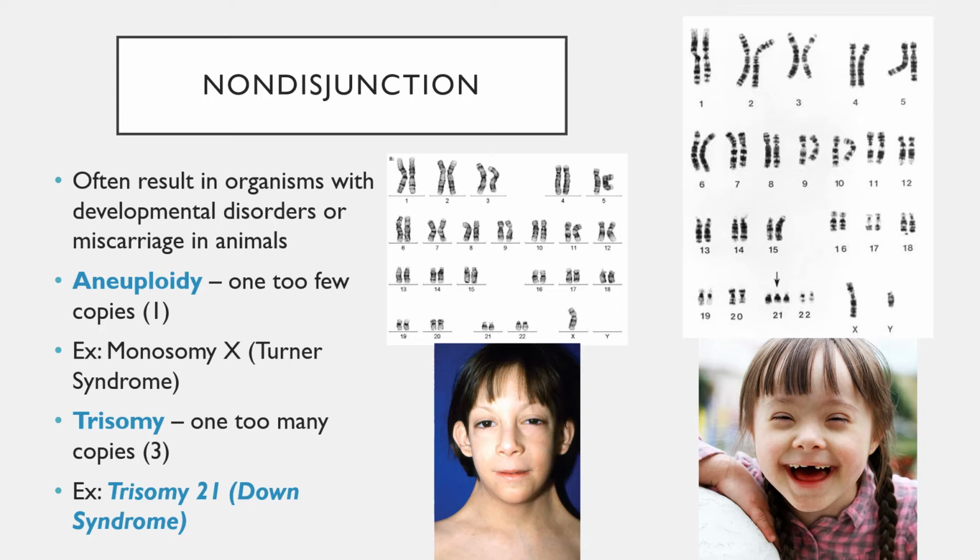So there are 2 opposites here. You can have aneuploidy for animals or humans. And this is where you have 1 too few copies of your chromosomes. You're 1N. You only have 1 copy of the chromosome in that particular gamete. And there are some disorders that are linked with this. If it's an autosomal chromosome, chromosomes number 1 through 22, often the organism won't even be born. There'll be a miscarriage.